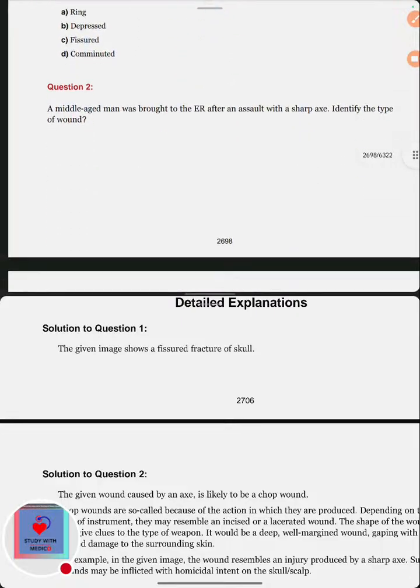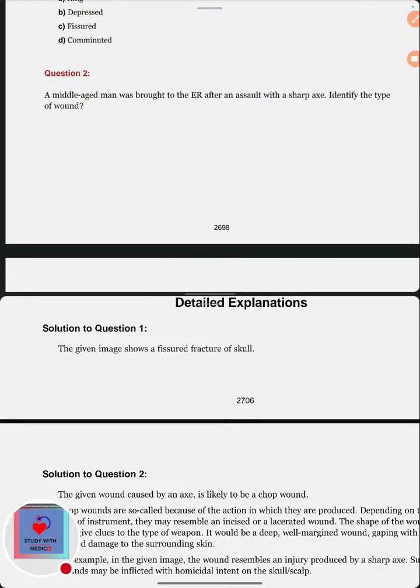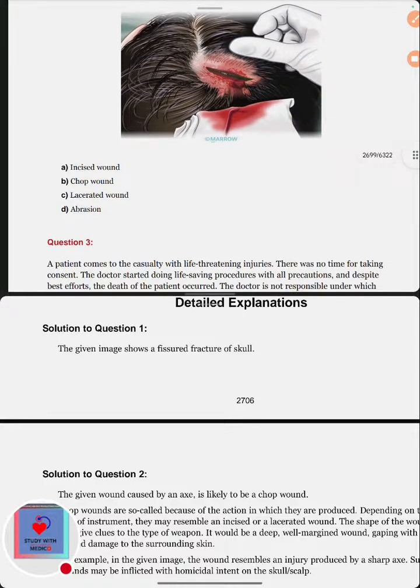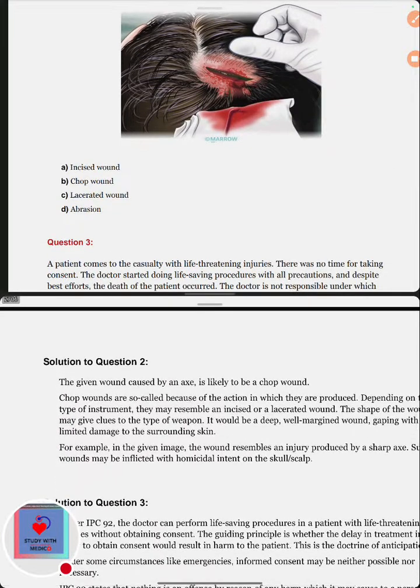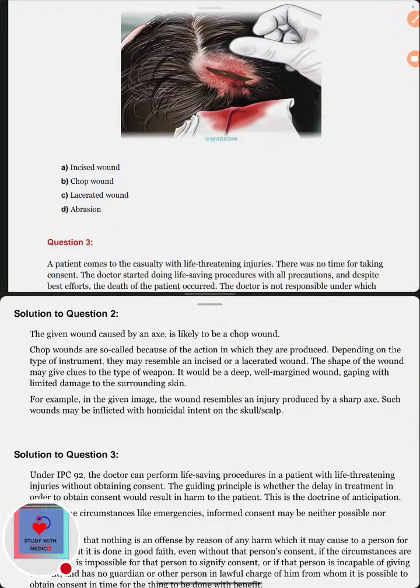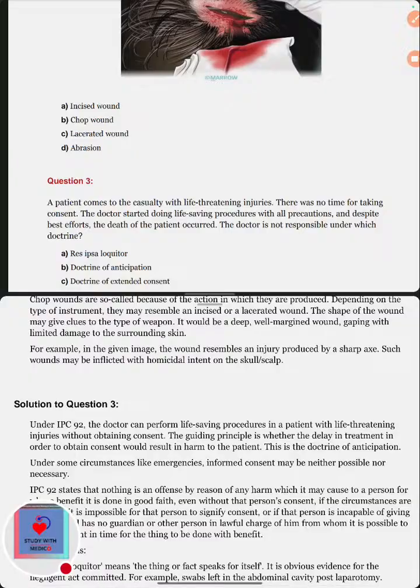A middle-aged man was brought to the ER after an assault with a sharp-edged weapon. Oh my god. Identify the wound. So, chop wound. Chop wounds are so called because of the action by which they are produced. Depending on the shape, they may resemble an axe and so on. The shape of the wound may give clues to the type of weapon. It will be a deep, well-marginated wound, with limited damage to the surroundings, because the weapon is very sharp.